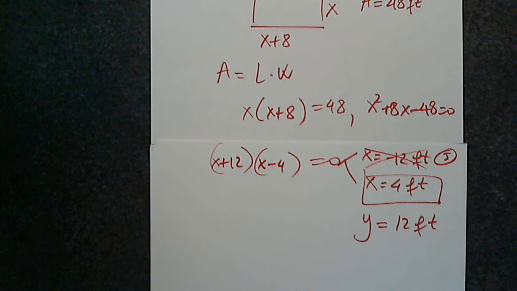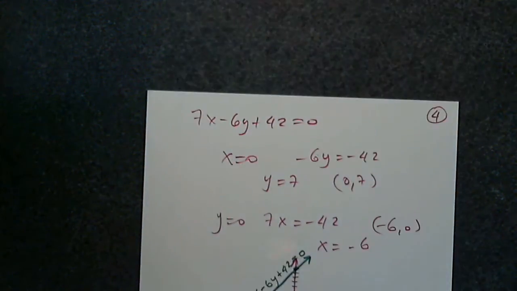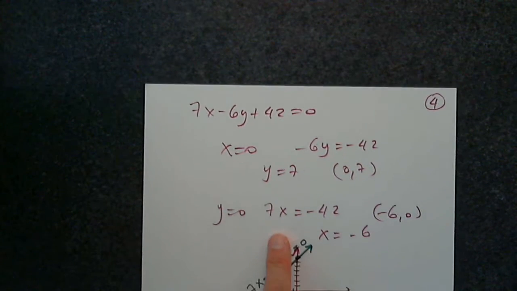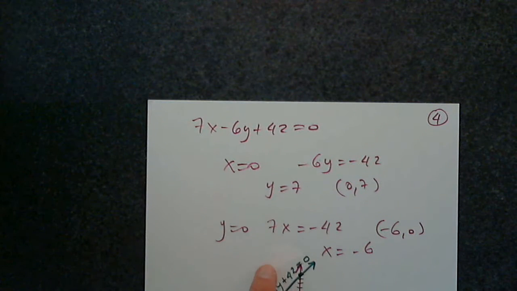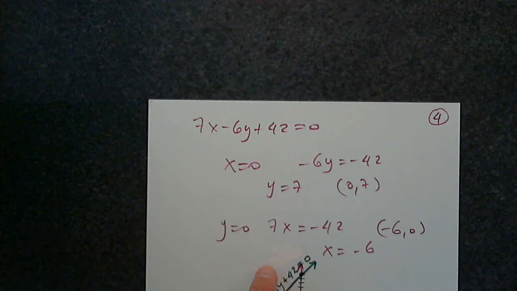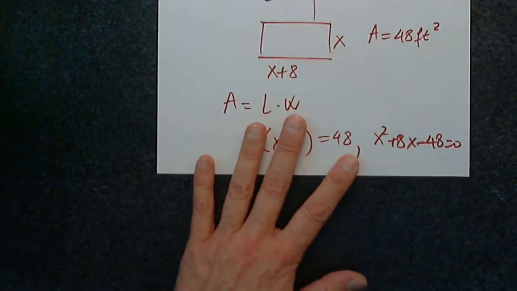Yes? For the last one, how did you get 7x equals negative 42? This was given in the problem. No, I'm asking how did you get negative 42? Is it because you moved it over? I'm solving for x. Right, that's why.